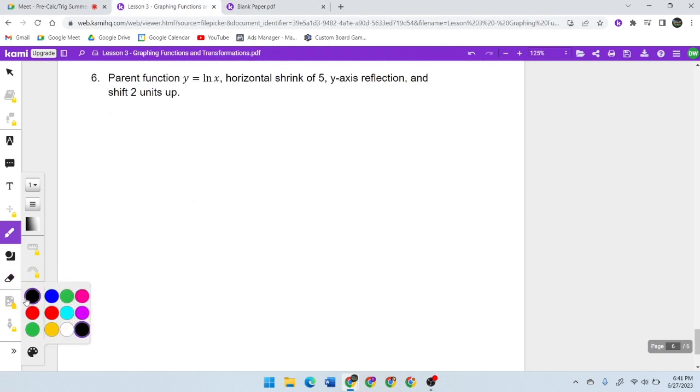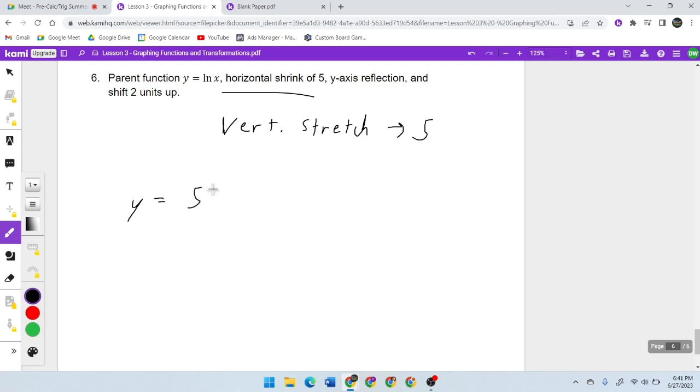And then, all ready for the last question of the night. The parent function is y equals the natural log of x. We would like a horizontal shrink of 5, a y-axis reflection, and a shift 2 units up. So the first thing I'm going to take care of is the horizontal shrink of 5. Remember, a horizontal shrink is really a vertical stretch, and what that means is you're going to keep the 5 the same. There's going to be a coefficient of 5 out in front, so y equals 5 ln x.